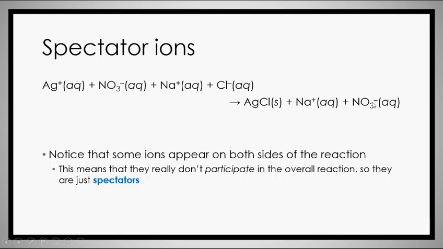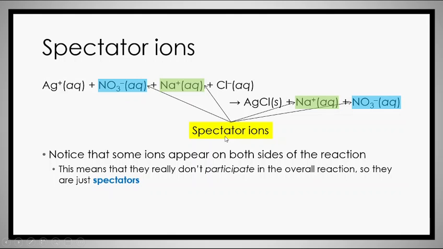And so we know something happened to our silver plus aqueous and our chlorine minus aqueous. But if we take a look at our nitrate ion, I'll be damned, nitrate ion. If we take our sodium plus ion, it looks exactly the same on both sides of the equation. These are what we refer to as spectator ions. Spectator ions do not partake in the chemical reaction. All they really do is float around.